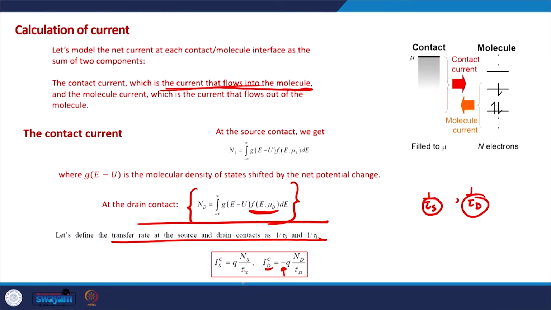If the electrons are going from the contact into the molecule, the current is defined as positive, and if the electrons are going from the molecule to the contact, it is defined as negative. So the current is given as the charge transfer, which is Q times Ns, divided by the time that it takes for the charge to travel through the device. This is the source contact current. Similarly, the drain contact current will be Q times Nd divided by tau d, with a minus sign because electrons are going from the molecule to the drain. So this is just the contact component of the current.